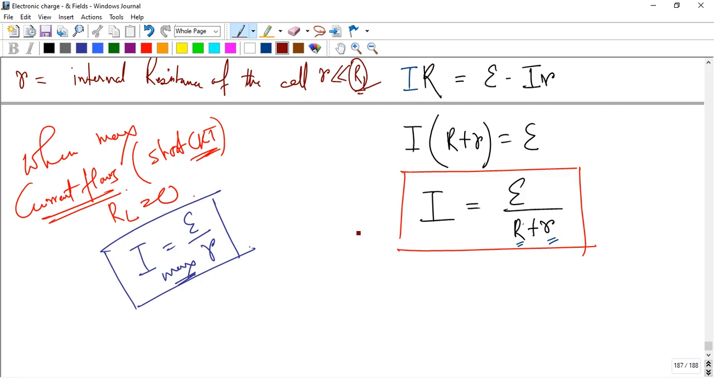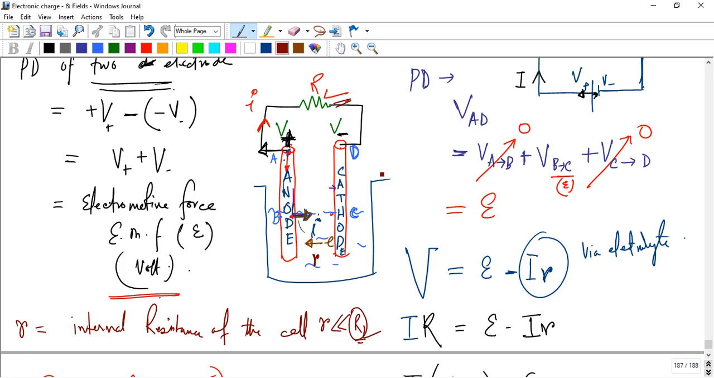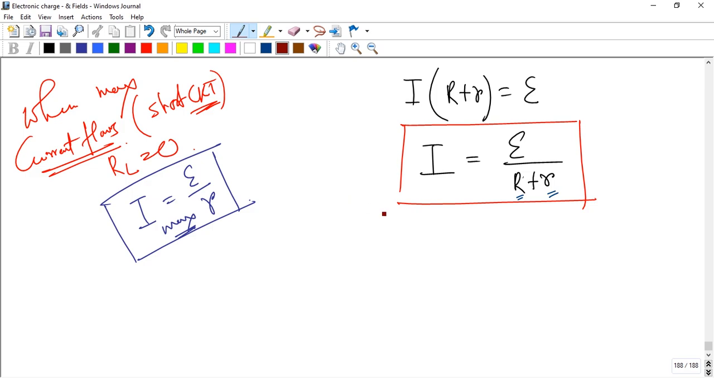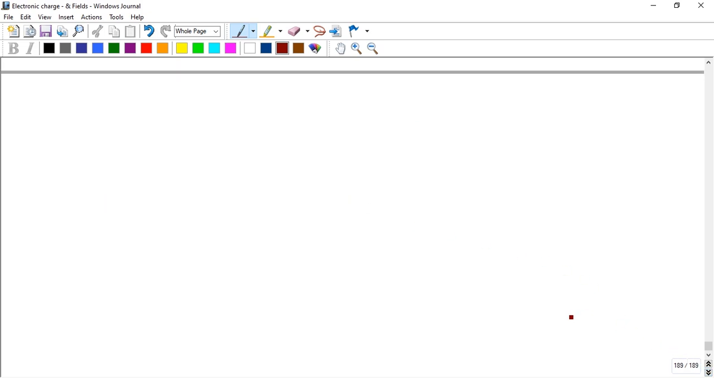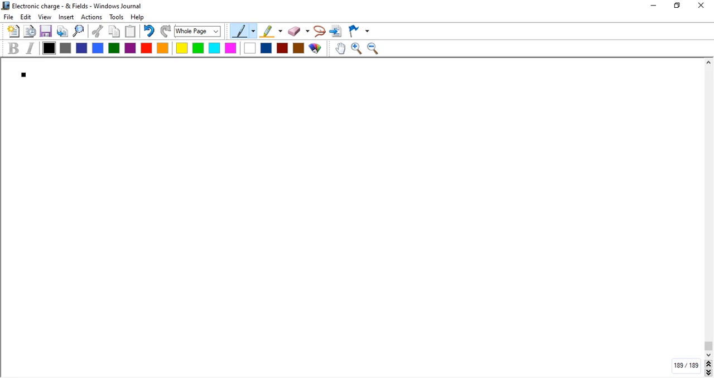Clear. Next concept: we discuss cells in series and parallel. These are the cells. When I remove the load and cut that portion, these two are called a cell. A cell means a source of energy, a source of current, with a plus terminal and a minus terminal, a voltage source. So, cells in series and parallel, but here we discuss series only.